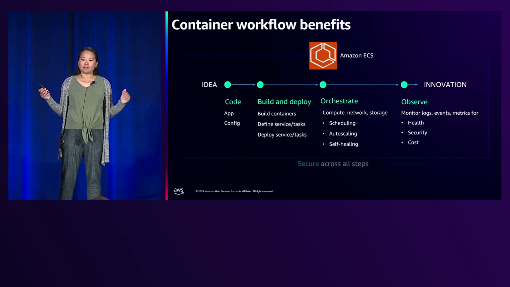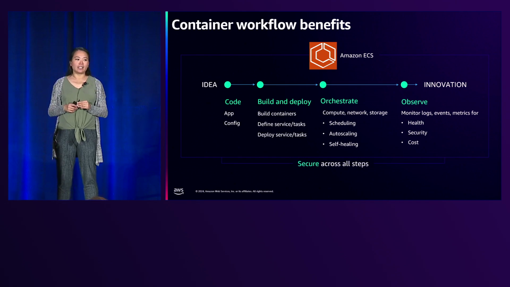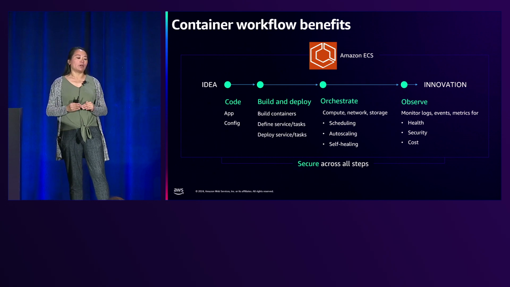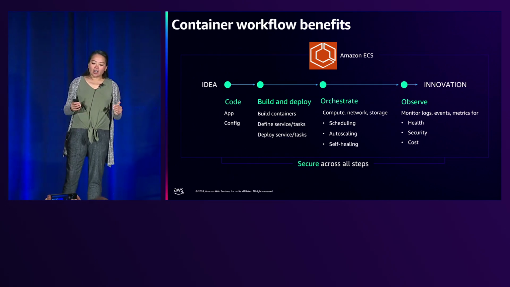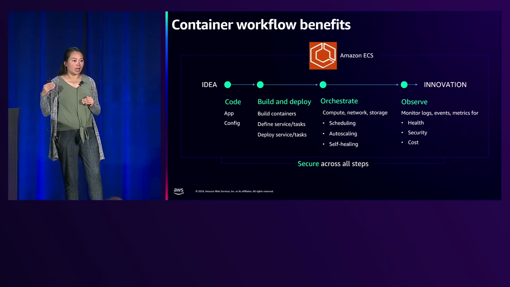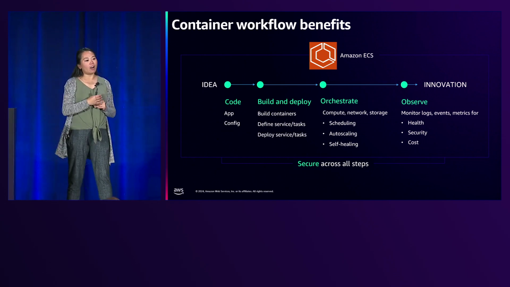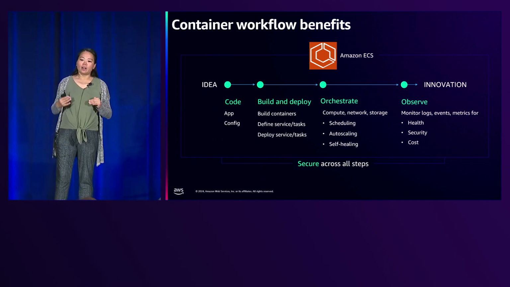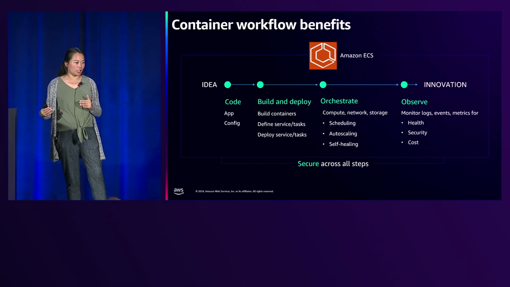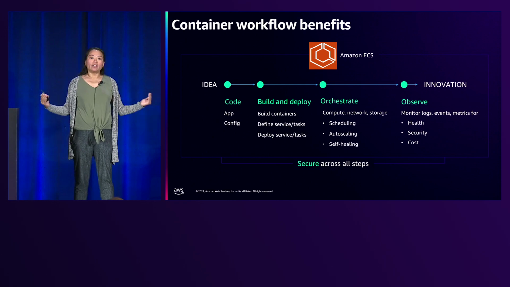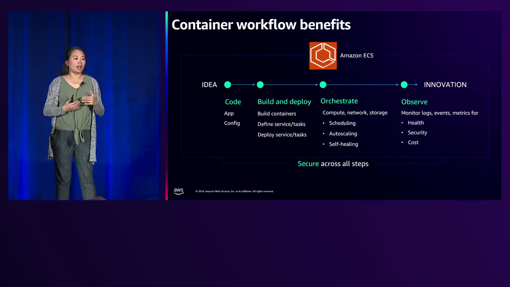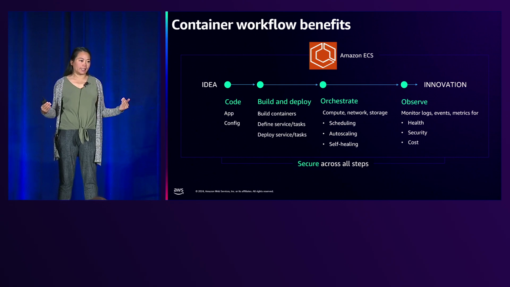So let's take a little bit deeper look at the automation workflow of a typical application on ECS. Start from the build and deploy pipeline with agility and speed, all the way to observing with metrics, logs, and health of your applications, and overall, across the board, we have security measures throughout the whole process.